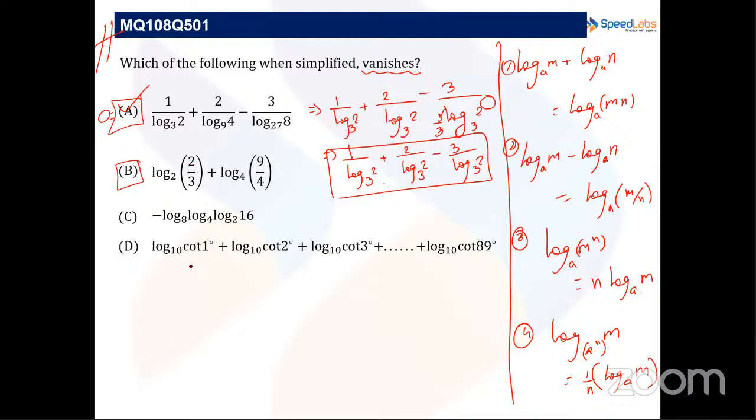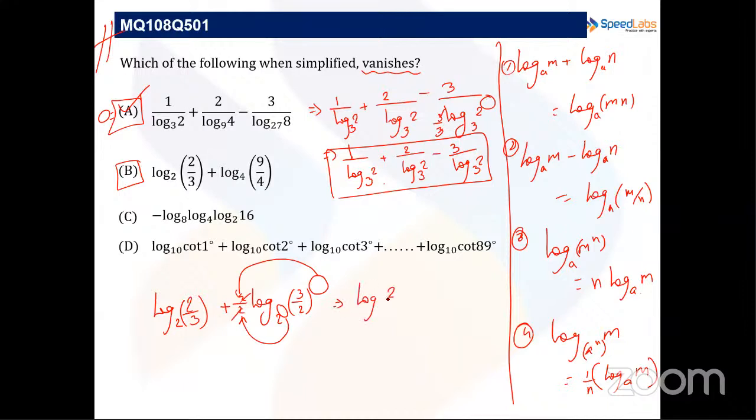So for the second option, log 2 by 3 to the base 2 and this will be log 3 by 2 to the base 2, and this is 2 to the power 2. So this will come in multiplication and this will come in division, so we'll get it cancelled out. And log 2 by 3 to the base 2 plus log 3 by 2 to the base 2, that will be log 2 by 3 into 3 by 2 to the base 2, and that will be log 1 to the base 2 which is 0. So the second option is also correct.